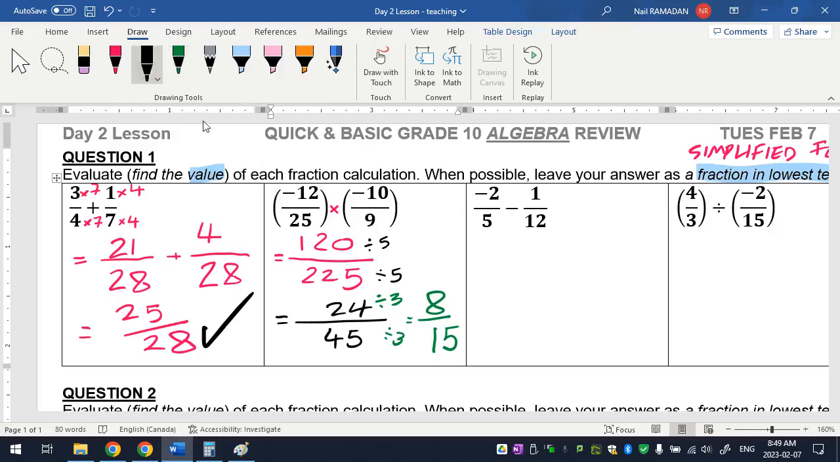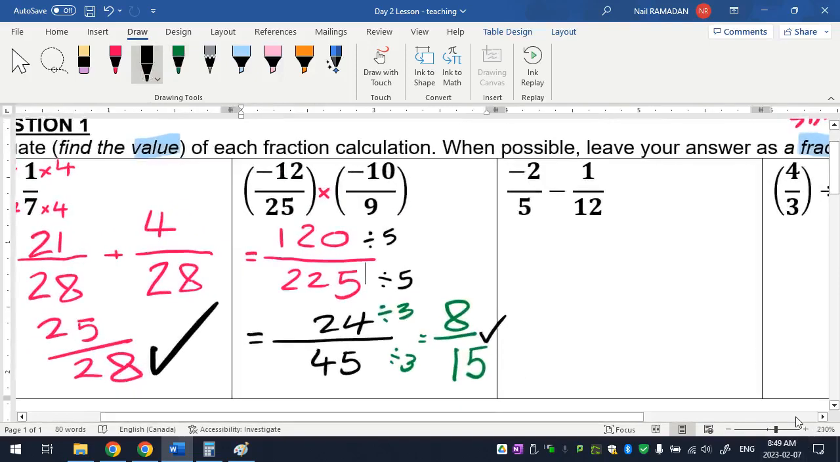Okay, this one. What's happening here? Technically, are you adding or subtracting? What's in between the fractions? We are subtracting. Again, when you subtract or add, what must happen to the denominators? They have to be common.